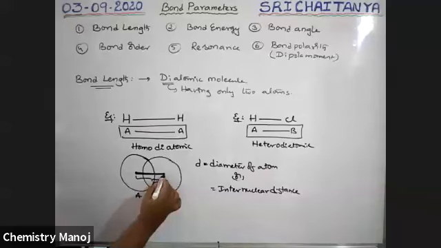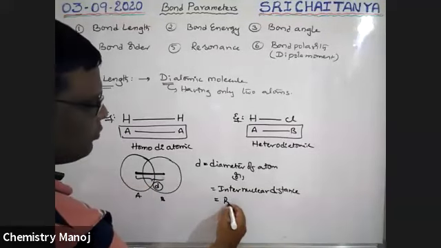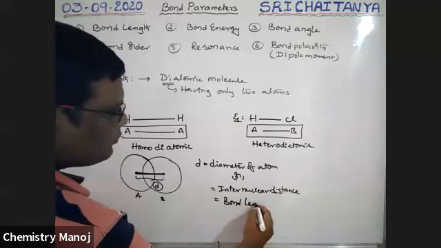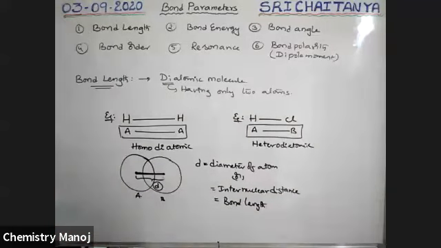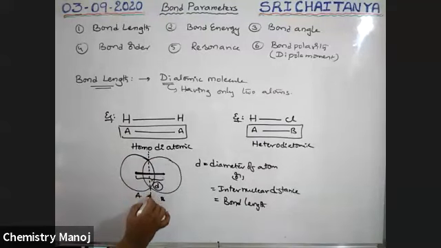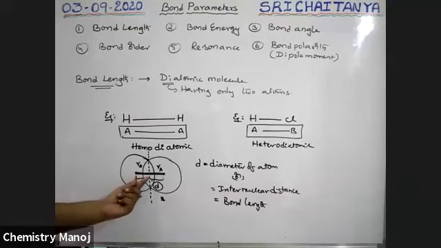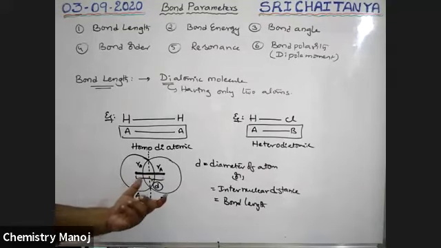This internuclear distance is nothing but bond length. This internuclear distance here we consider as bond length. How, sir? See, boys, this is half of the internuclear distance. Already I explained at the time of covalent radius. This is a covalent bond between two atoms. This is the covalent radius of A, and this is also the covalent radius of A. It is half of the internuclear distance. It is the covalent radius. Sum of the two covalent radii is the bond length.